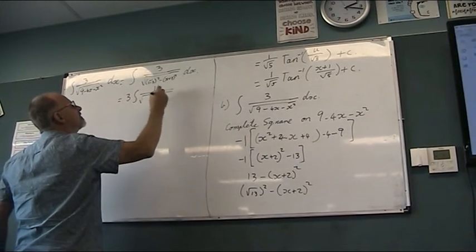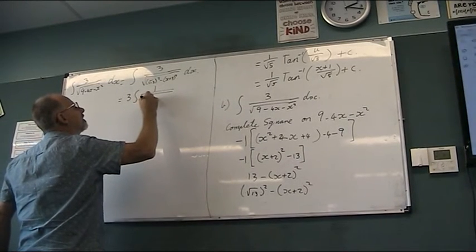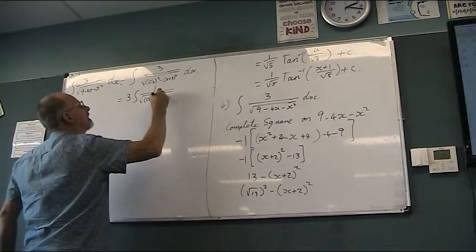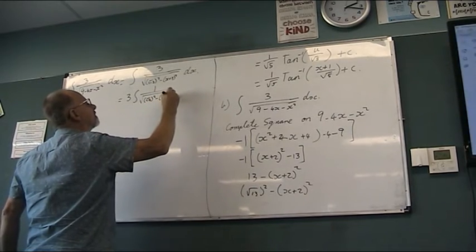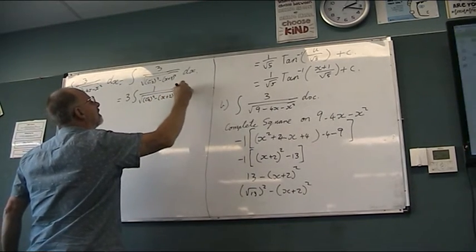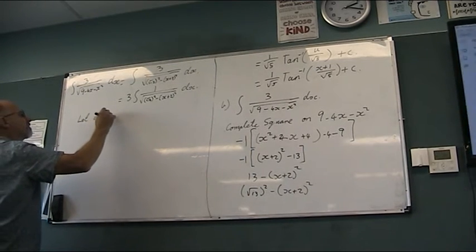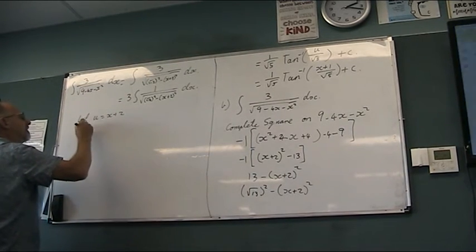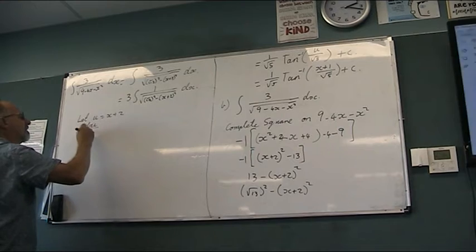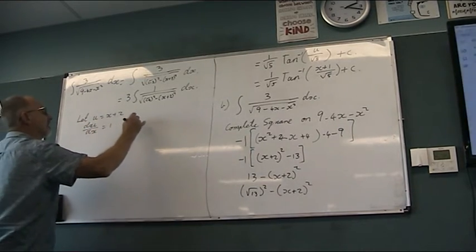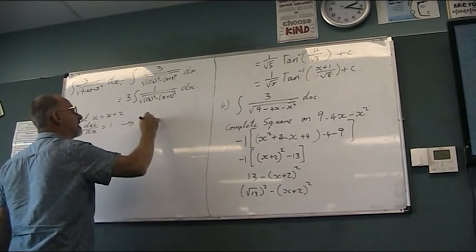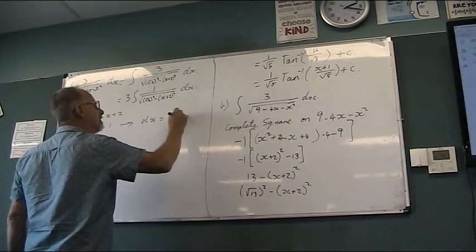Alright, for our substitution, what are we going to do? What are we going to let u equal? u is equal to x plus 2, yeah. So u is x plus 2, du dx is 1, which means that dx is equal to du again.